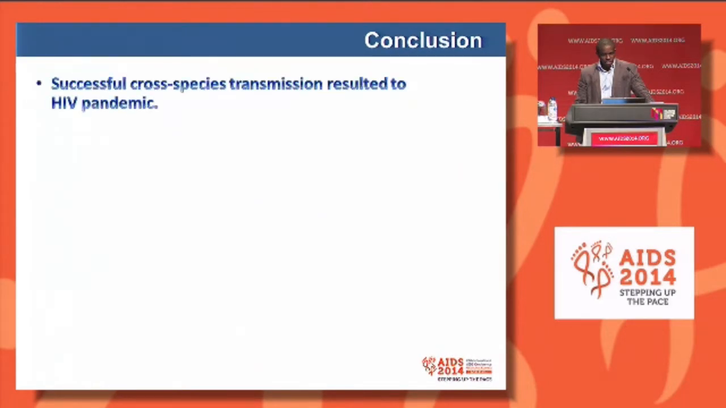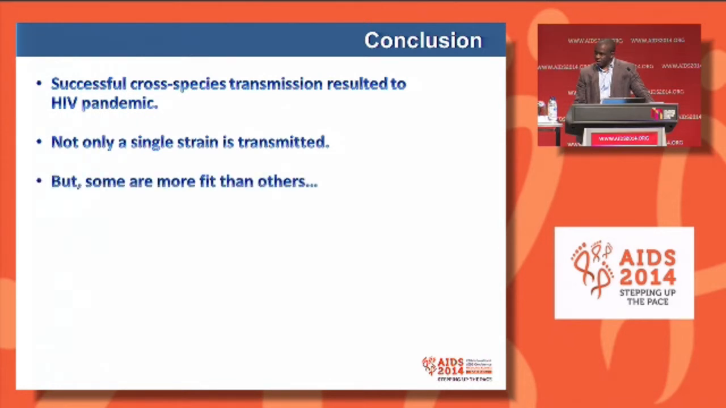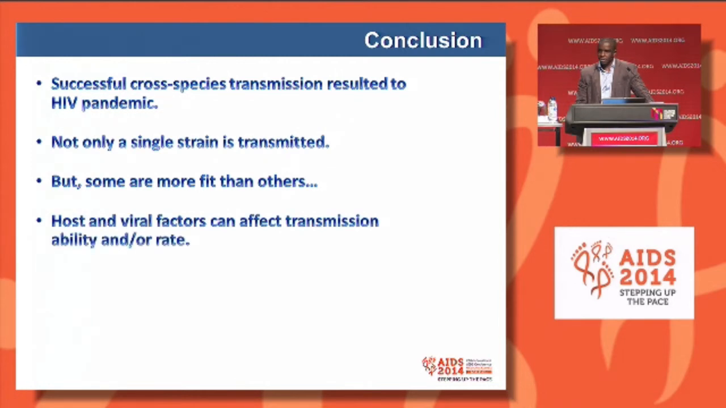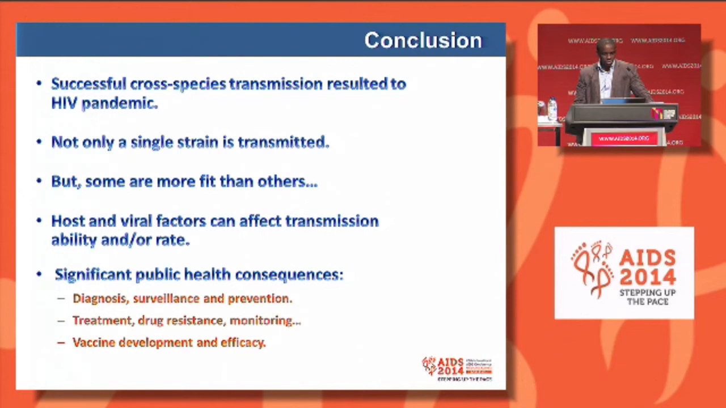So, to conclude, there have been significant transmission events and cross-species transmission events that gave rise to the current HIV pandemic. Not only a single strain was transmitted, but some of these transmissions have been more successful than others, and probably this is due to host and viral factors that can affect the transmission ability and the capacity to set up a successful infection and a rapid spread among the human populations. But a very key important thing is that knowing the transmitted strain is critical to design policy in terms of diagnostics, surveillance, and prevention, in terms of treatment and drug resistance monitoring studies, as well as development of vaccines and vaccine efficacy.